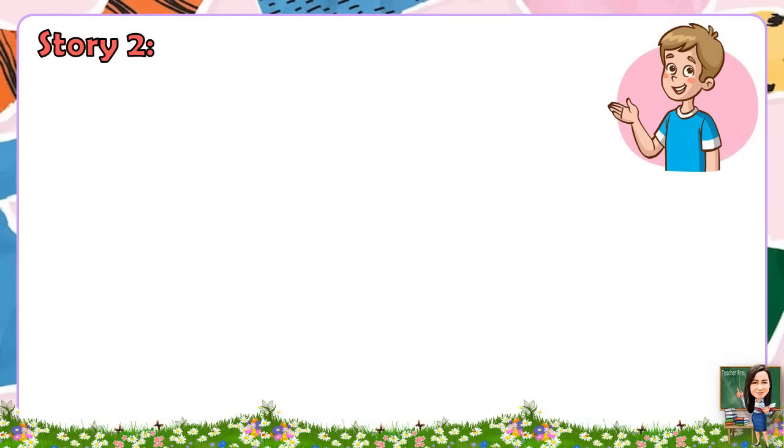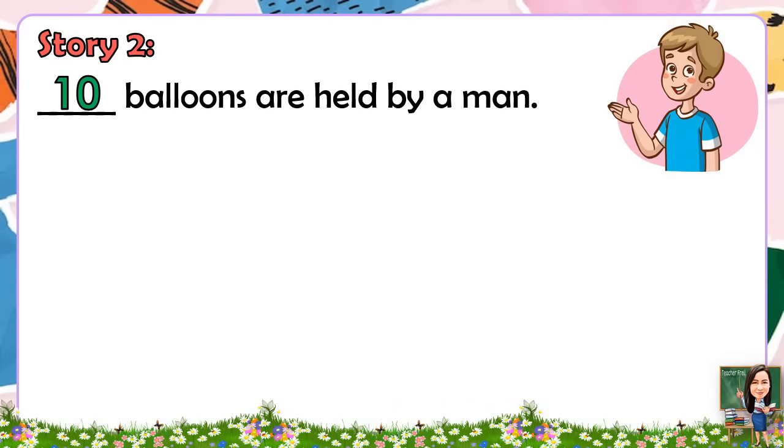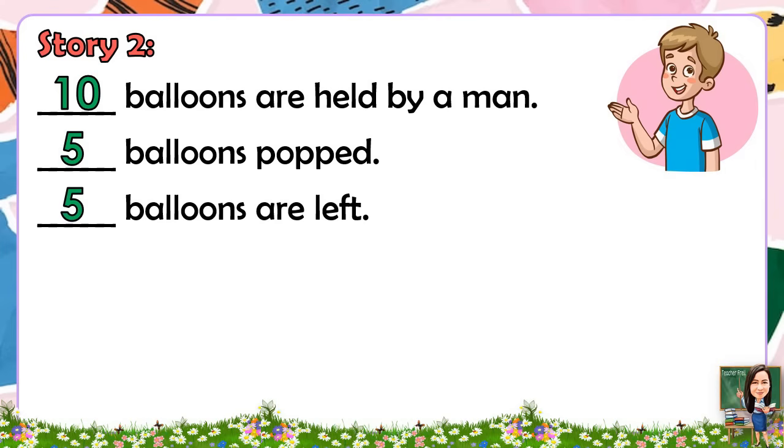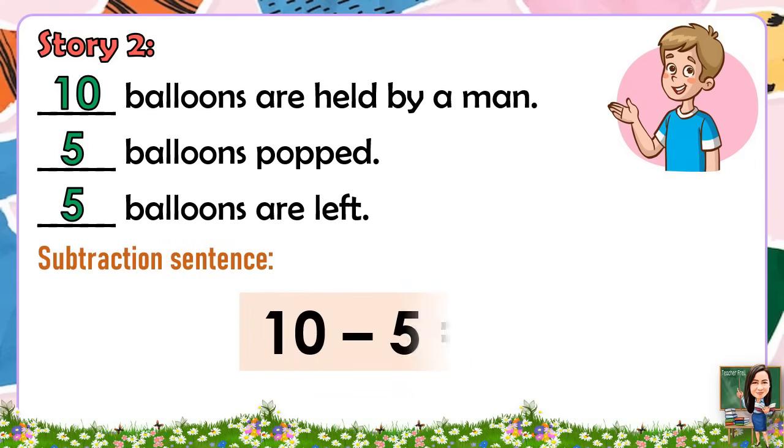Story number 2. 10 balloons are held by a man. 5 balloons pop. Therefore, 5 balloons are left. Here is the subtraction sentence. 10 minus 5 equals 5.